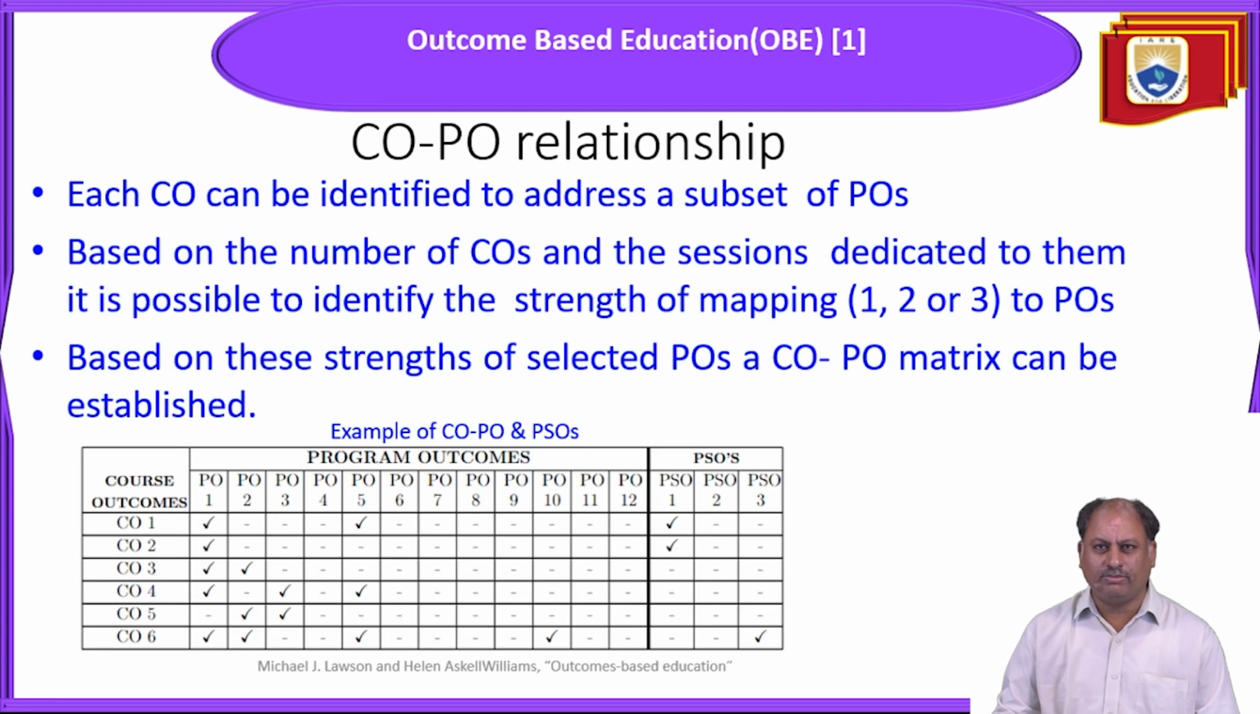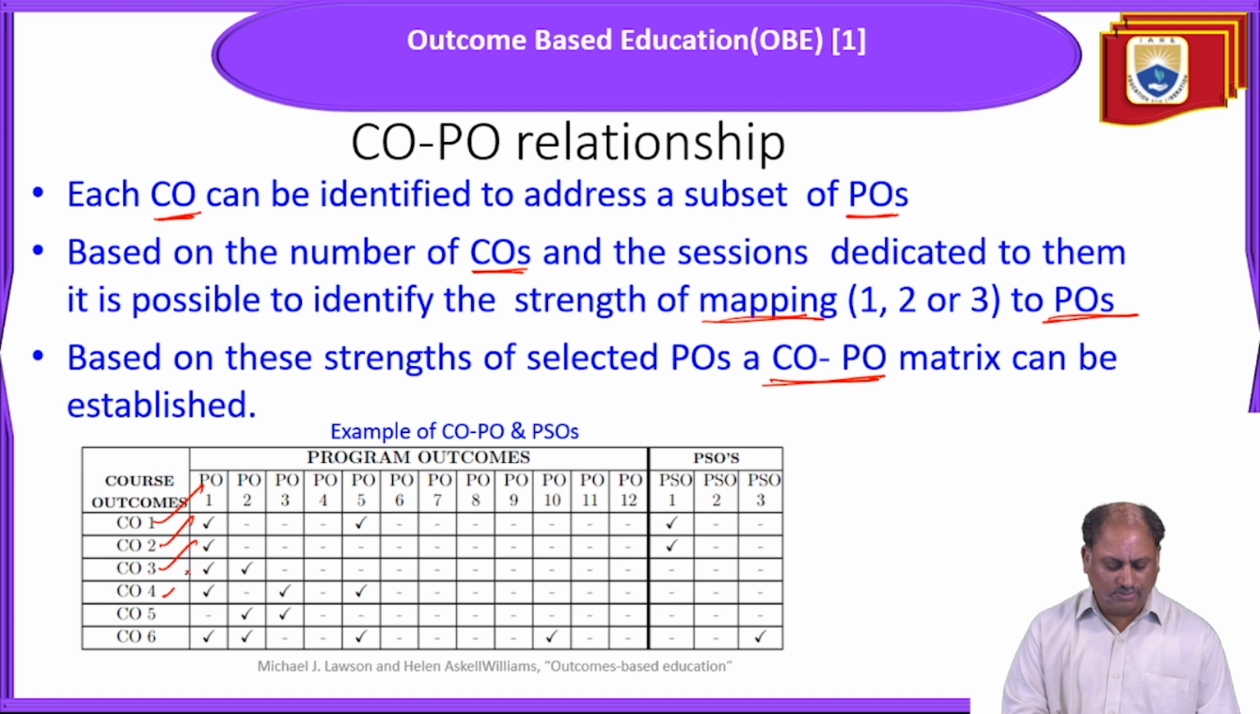These course outcomes are to be stated so that they can actually be measured. The course outcome, CO, is addressed as a subset of POs, and based on the number of COs, that means 5 to 6 COs, for each we map the corresponding POs. That is called the CO-PO matrix. So we write CO1, CO2, CO3, 4, 5.